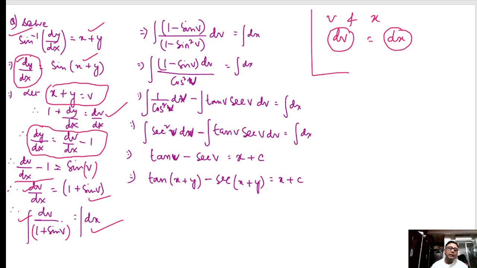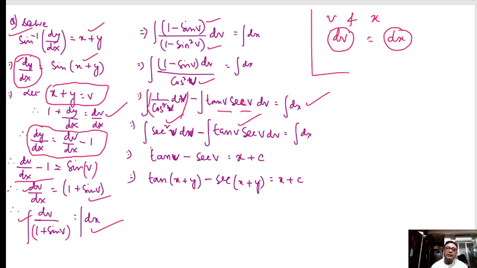So integration of 1 by 1 plus sine v, how to do that? Multiply by 1 minus sine v up and down. So this becomes 1 minus sine v by cos square v. Now separate the terms like this. So 1 by cos square v, and sine v by cos square v is what? Tan v sec v, and this is dx. This is sec square v, and this is tan v sec v.